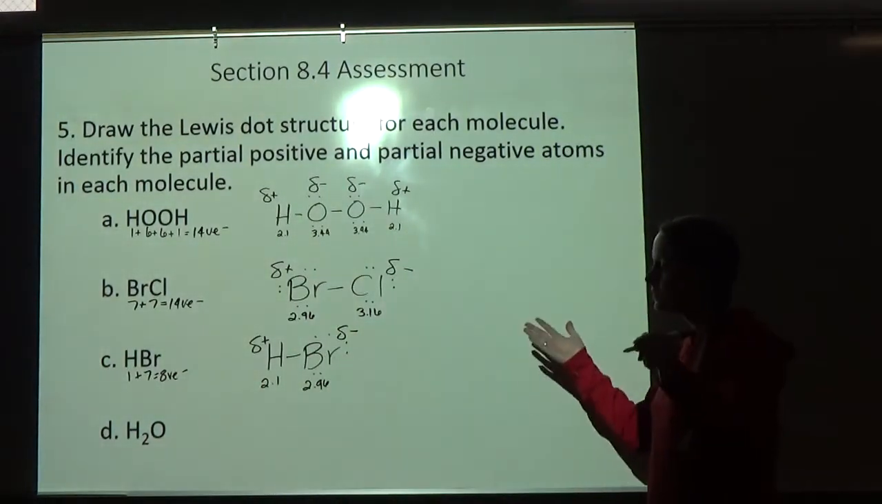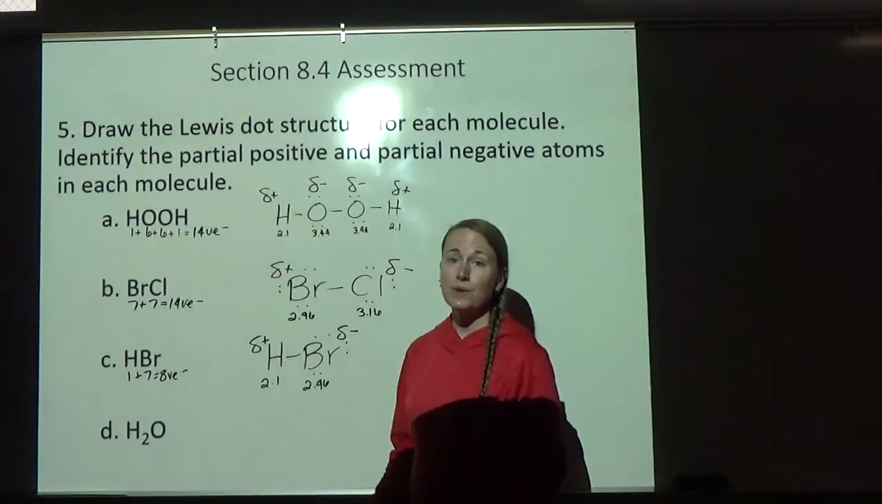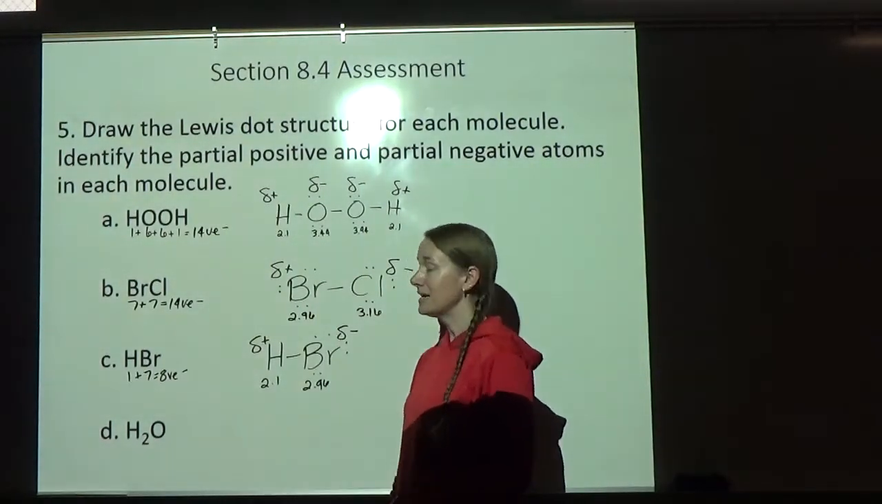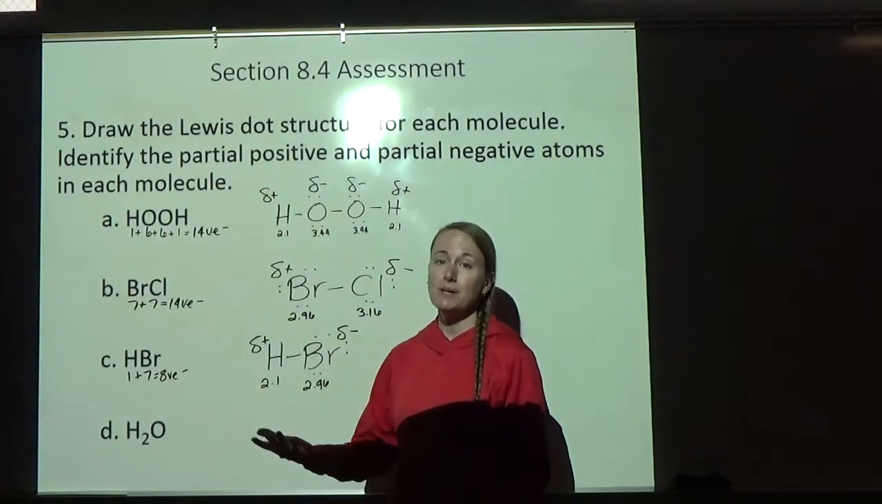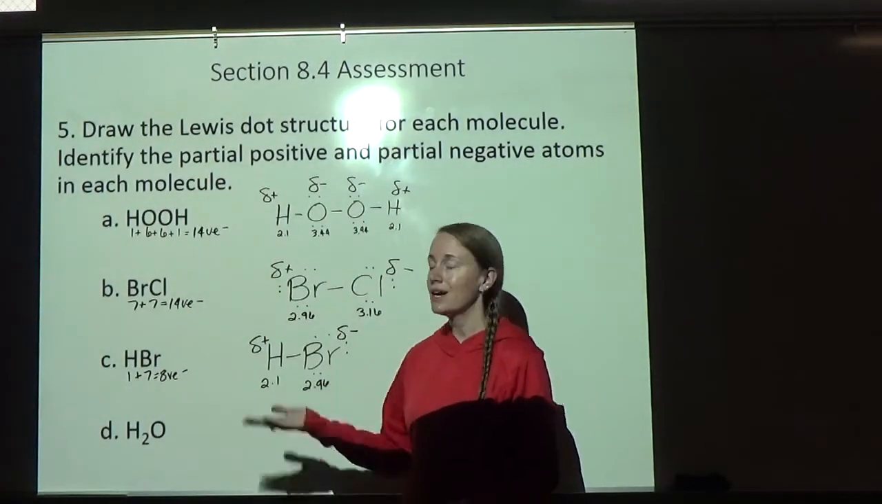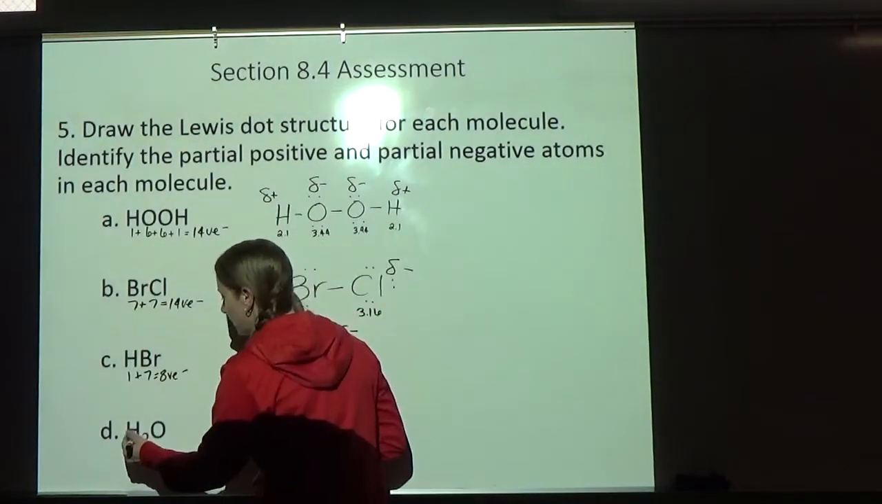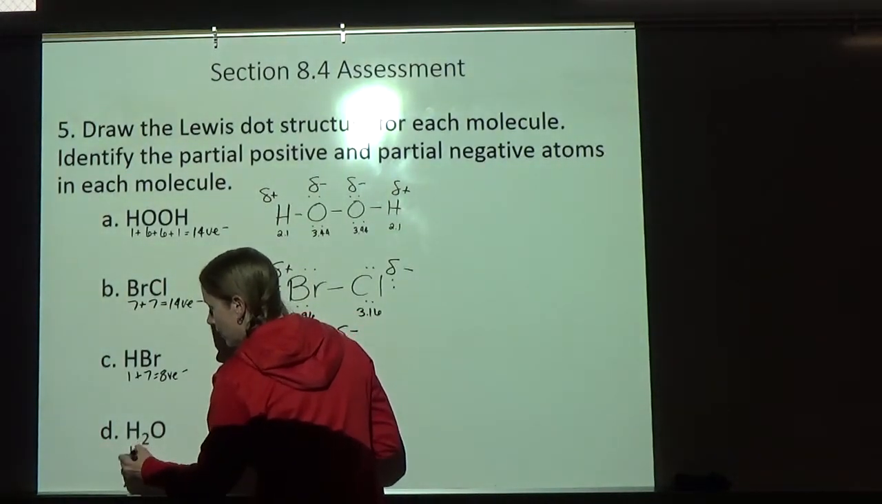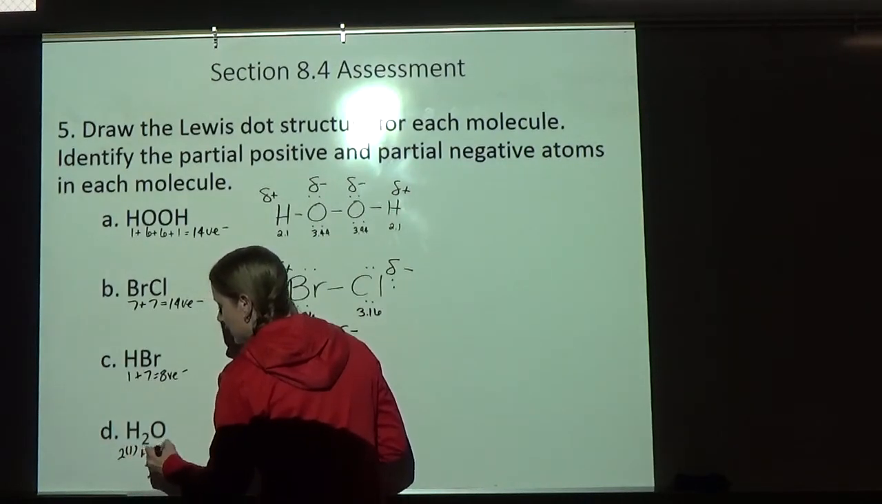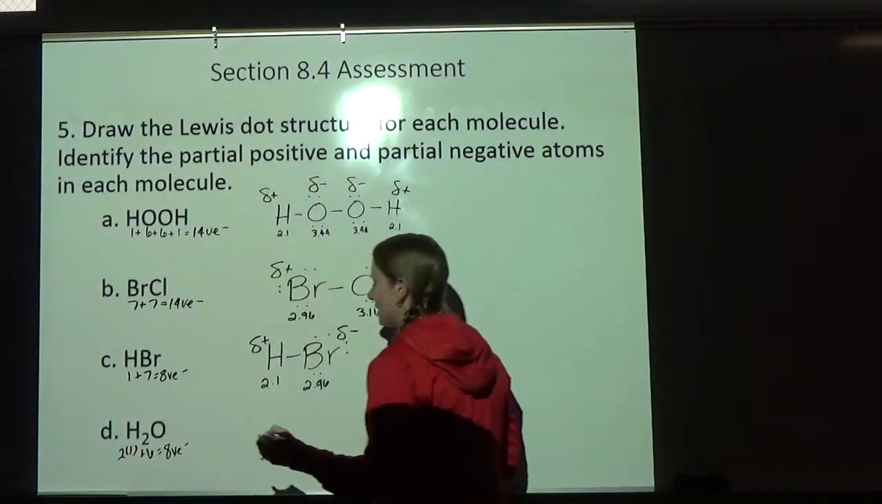And then the last one, we have H2O. Hopefully at this point you've just memorized what H2O looks like, but if you haven't, just do that because it's going to be there a lot. Now, we know it's a bent molecule. I'll just go ahead and draw it bent because it is. So I'm going to do 1 times 2 for hydrogen and 6 for oxygen. So that gives me 8 valence electrons to work with.